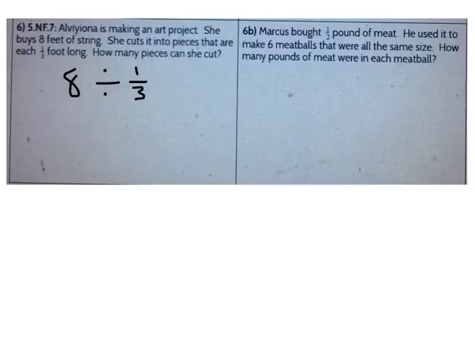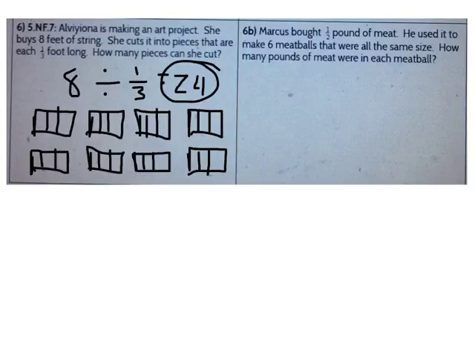Go ahead and draw a model and solve that problem now. What's 8 divided by 1/3? The correct answer is 24. Alviana can cut 24 pieces of string. Now let's look at 6b.